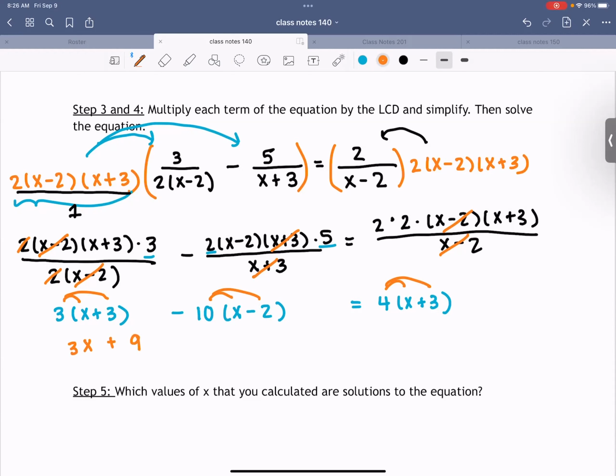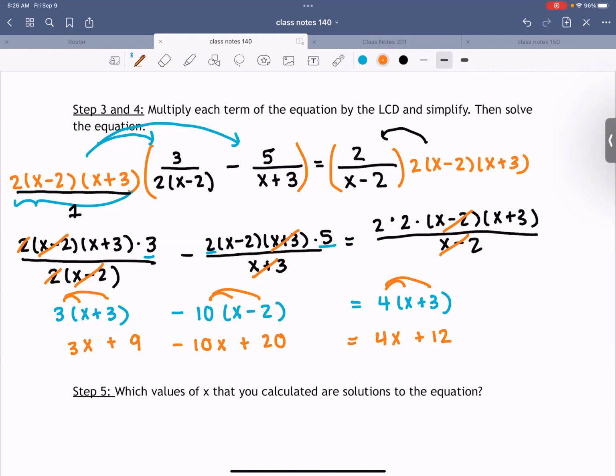Be careful on this negative 10. When I'm distributing this 10, I also want to distribute the negative sign. So negative 10 times x is negative 10x. I also have to multiply the negative 10 by the negative 2 to get positive 20. So don't forget that negative sign. We got 4 times x, which is 4x, and 4 times 3, which is 12.